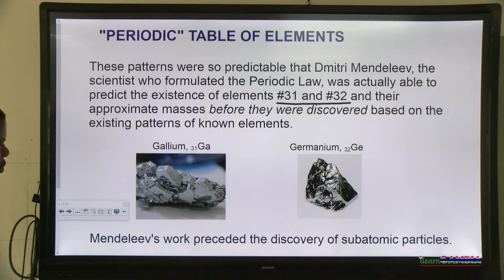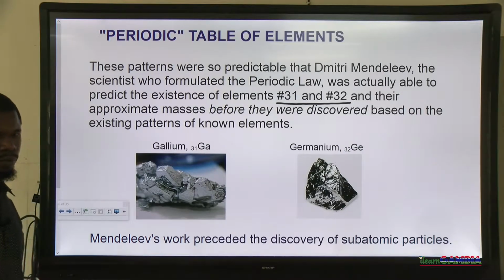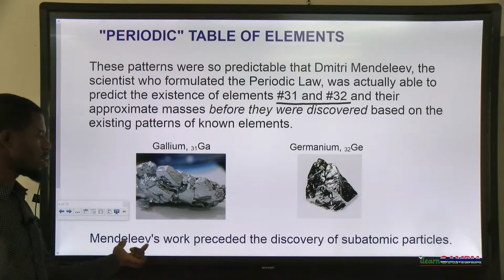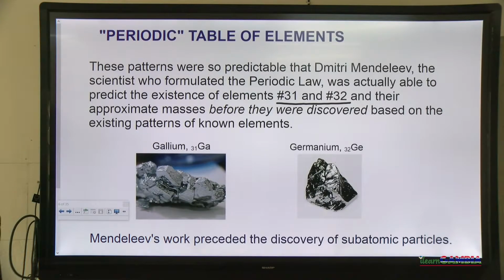So Mendeleev's work preceded the discovery of the subatomic particles. That is the time that Mendeleev was predicting these properties of these elements. Then he had no idea about the protons, neutrons, and the electrons of elements in the periodic table.